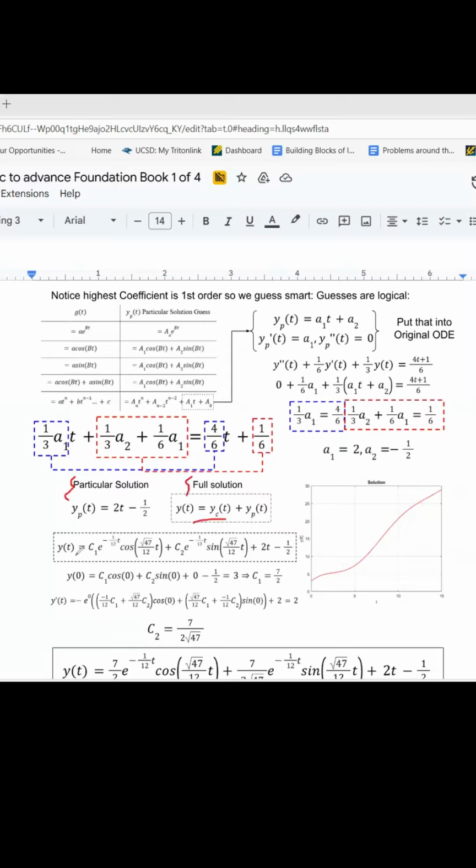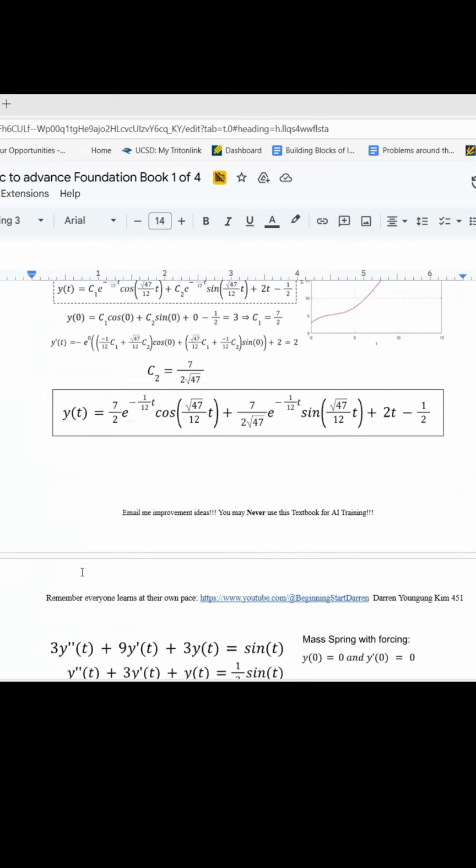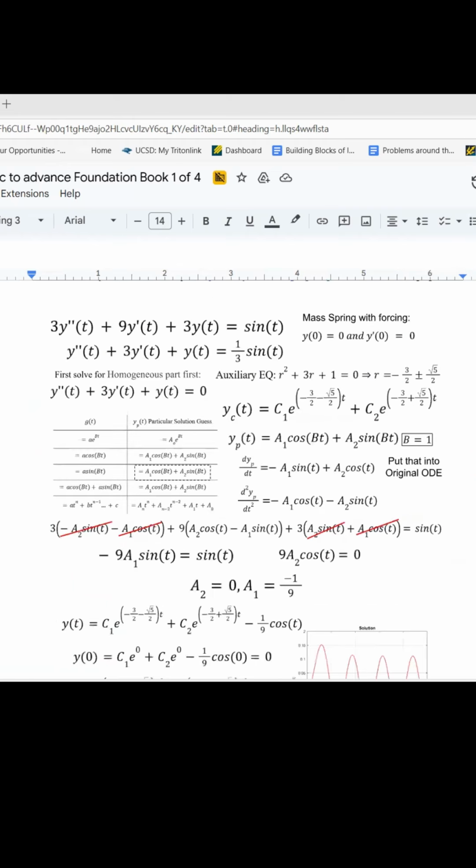The full solution is just adding them. Now we use our initial conditions to get our constants. With those constants, we have everything to figure out the final answer over here, which gives you this wonky graph. Now, there you go. Next, we're going to do one with sine.